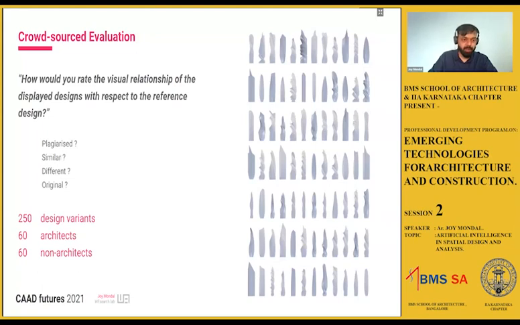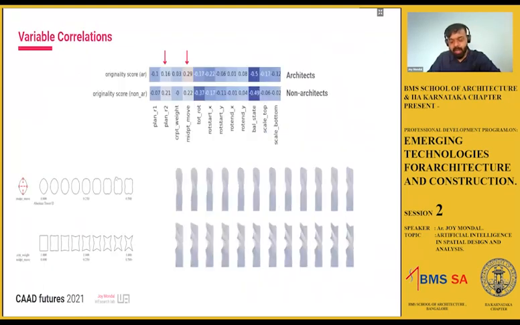Do you think the variant is similar? Do you think the variant is different? Or do you think the variant is original compared to the original design of the tower? And that led us to certain very interesting results. Floor plan midpoint movement, which is one of the parameters which changes the elliptical plan into a rectangle and into a star-shaped plan, exhibited the highest correlation with originality. As you can see, positive 0.29 and positive 0.22. Highest correlation with originality for both architects and non-architects.